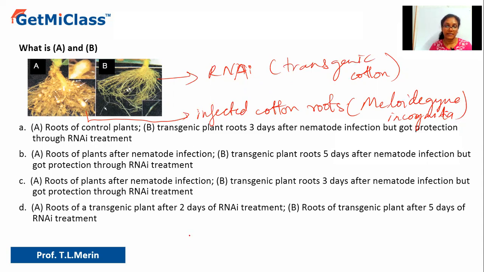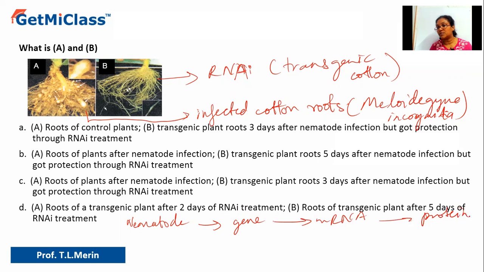So let me explain like this. Usually, the nematode I'm talking about, the pest, causes disease in the cotton plant. How does it cause disease? It has a gene for a particular toxic protein. The gene will code for mRNA, and the mRNA will give rise to protein. This is the toxic protein, and this will cause the disease. That is what is happening here in the first case.